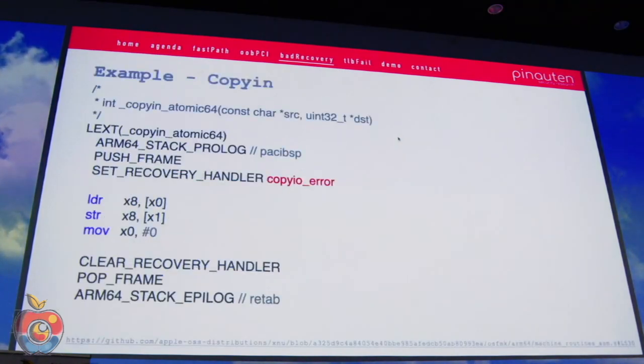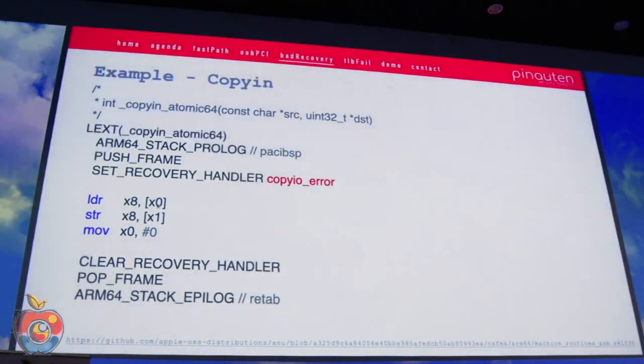This is an example. This is copy in. It's just a function to copy some data from a user space program to the kernel. Assume that a program does a syscall and passes in an address. The kernel now needs to copy the data from that address and will use, for example, this copy in function for it. It will first set the recovery handler to a function called copy.io error. And then it will try to load the X8 register from the pointer passed in X0.